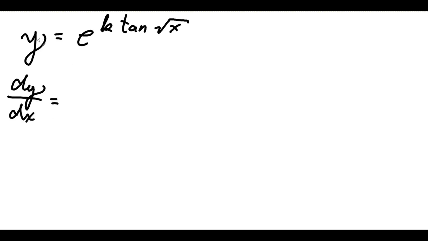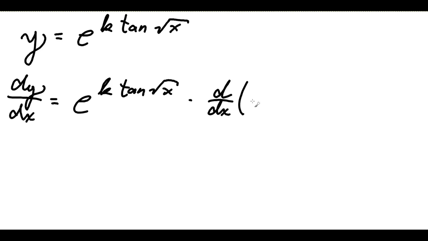say that if y equals e to the power of k times the tangent of the square root of x, dy by dx is equal to, well, the outermost function is a natural exponential function. So its derivative is itself, but since it is the exponential of something more complicated than just x, we have to apply the chain rule. d by dx, and take the derivative of what's inside. That is k times the tangent of the square root of x.